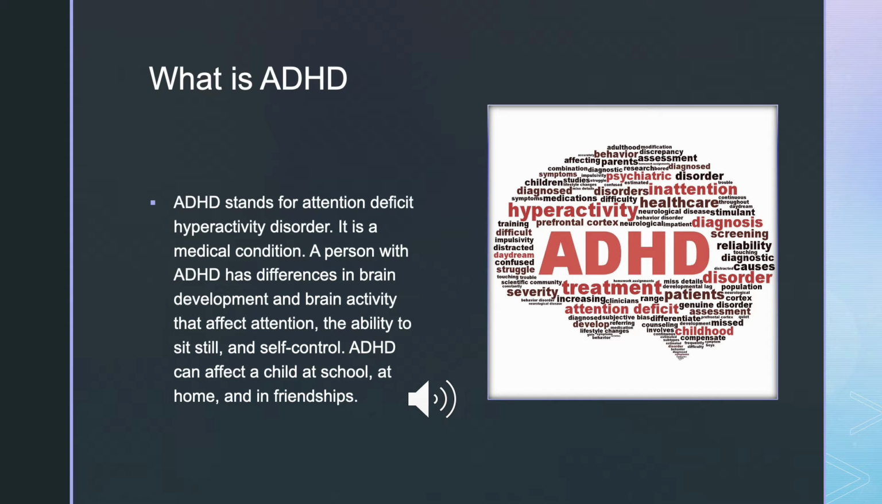Okay, so let's start off with defining what ADHD is. ADHD stands for Attention Deficit Hyperactive Disorder. It is a medical condition. A person with ADHD has differences in the brain development and brain activity that affect attention, the ability to sit still, and self-control. ADHD can affect a child at school, at home, and in friendships.